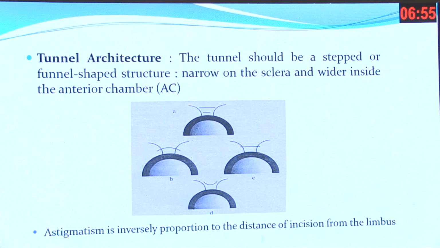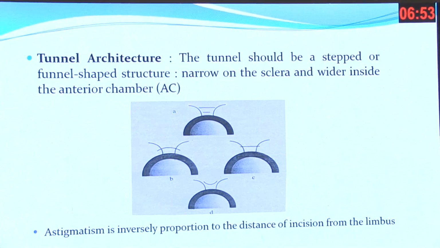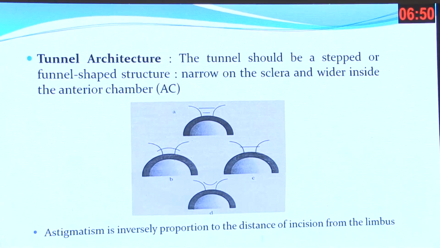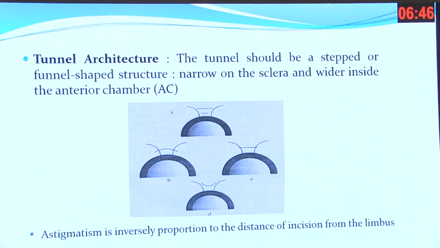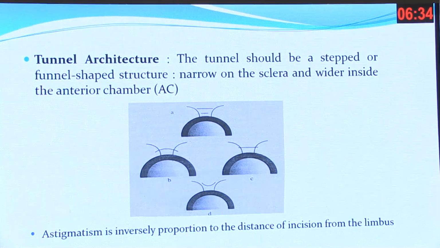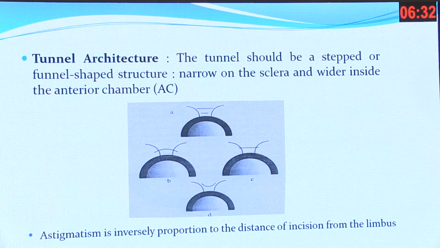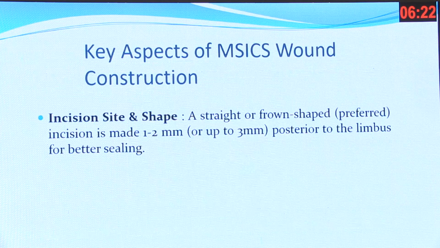Two curvilinear imaginary lines on the sclera, very narrow at the limbus and wide as you go posteriorly. In this particular funnel, you can make the incision at any site, nearer to the limbus or away from it, and the astigmatism will be the same. Narrow on the sclera and wider inside the anterior chamber. Astigmatism is inversely proportional to the distance of the incision from the limbus. As you go posteriorly, the astigmatism will be very less.